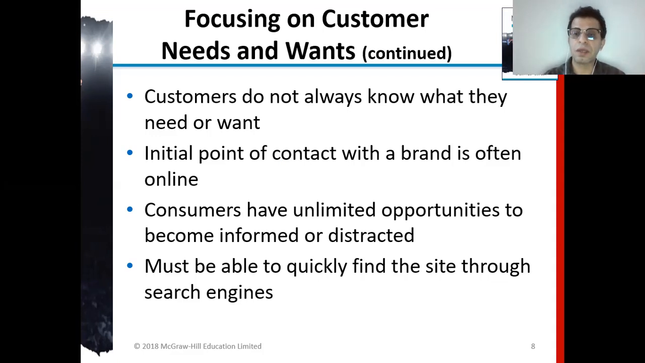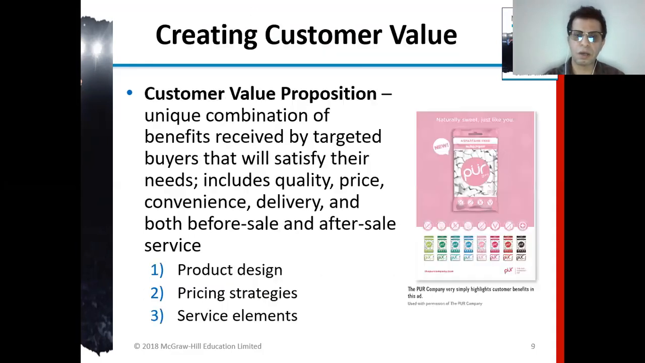At the same time, a customer might be distracted. Maybe he is looking, but something else is distracting him from continuing. He must be able to quickly find the site through search. Now we're talking about technology, and once he is searching for something, it should be available for him. This is where the edge of pay-per-click comes in, in Google for example, or in Facebook. When you start searching, it quickly comes in your face.